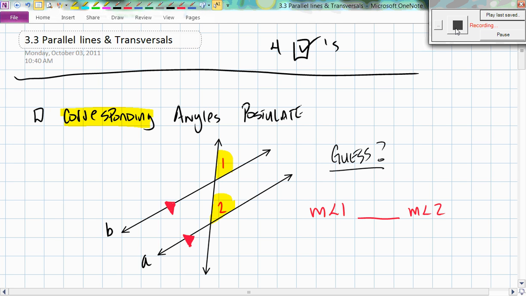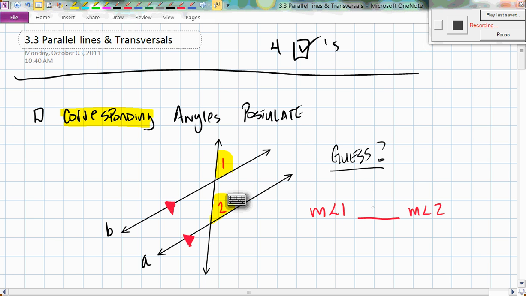Okay, so if you had to make a guess, ladies and gentlemen, between angle 1 and angle 2, and given what we just saw with that little applet of things that we were moving around, what could you say about angle 1 and angle 2 if you know that B and A are parallel? Can anyone raise their hand and tell me what you might think? Yeah, Mr. Brim. They are congruent.